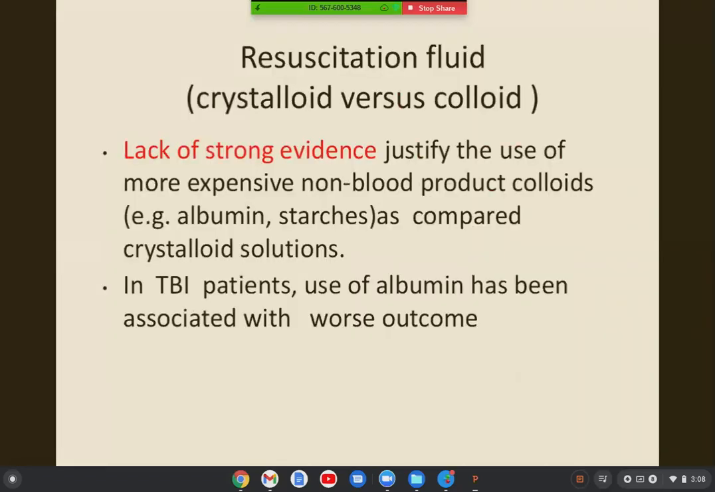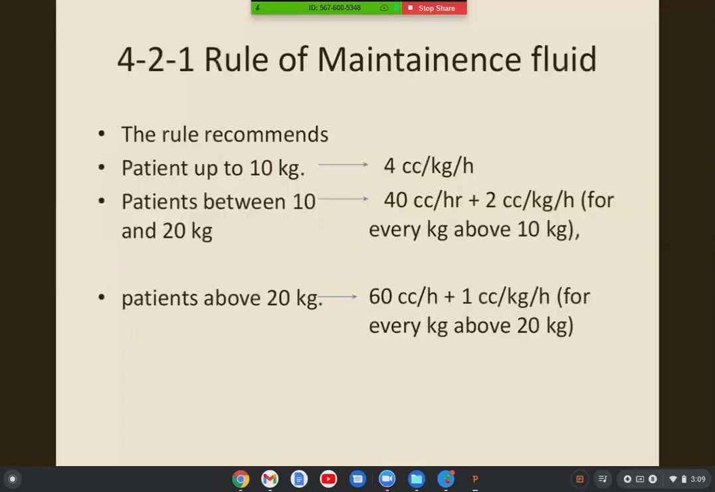Resuscitation fluid, crystalloid versus colloid, is a common question in the mind of every emergency physician, adult or pediatric. There is a lack of strong evidence which justifies the use of more expensive non-blood product colloids such as albumin or starch as compared to crystalloid solution. In fact, research has shown that in traumatic brain injury, use of albumin has been associated with poor outcome. So it is not recommended to use it for plasma expansion in resuscitation.